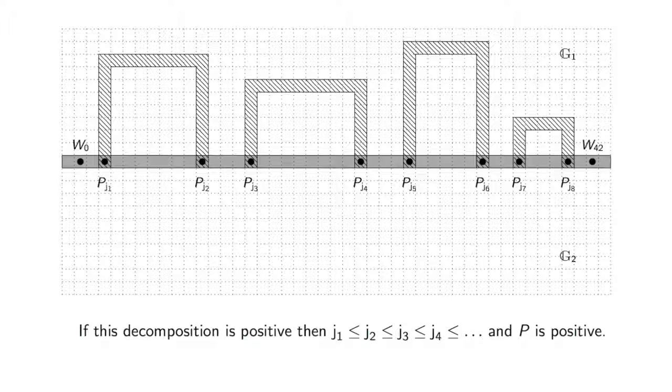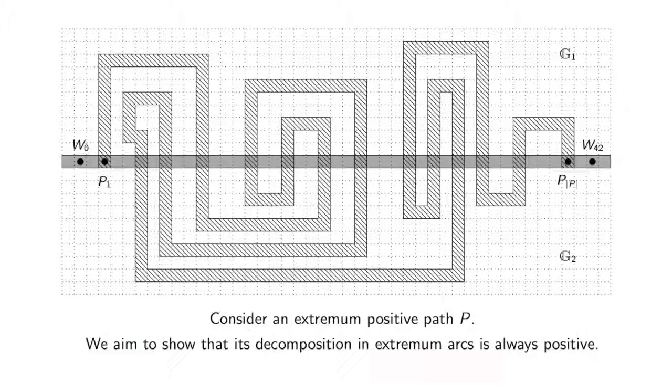Suppose that the decomposition is positive. Then since the first arc is positive we have J1 less than J2. Moreover, since the first dual segment is positive then J2 is less than J3. By iterating this reasoning we obtain that J1 is less than J8 and that the path P is positive. Thus if the decomposition is positive then the path P is positive.